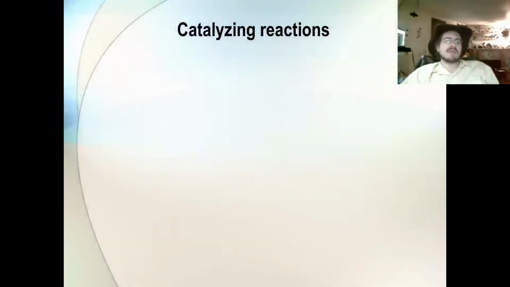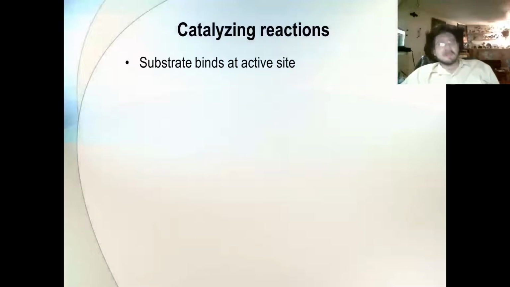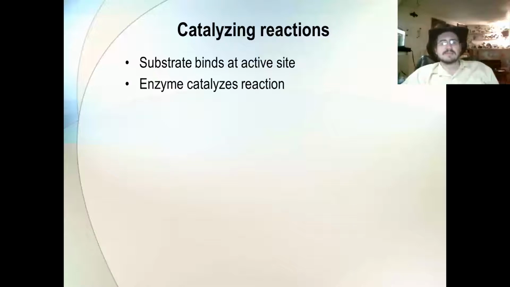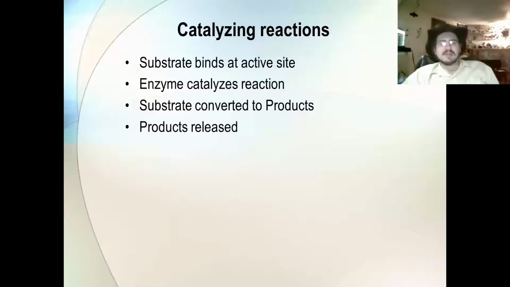So how do you go about catalyzing a reaction? Well, the very first step is that the substrate binds at the active site. And then the enzyme catalyzes the reaction, and then the substrate is converted into the products, and the products are not the same shape as the reactants, so they're released. This leaves the enzyme with an open active site and ready to start all over again. And so it's a cyclical process.